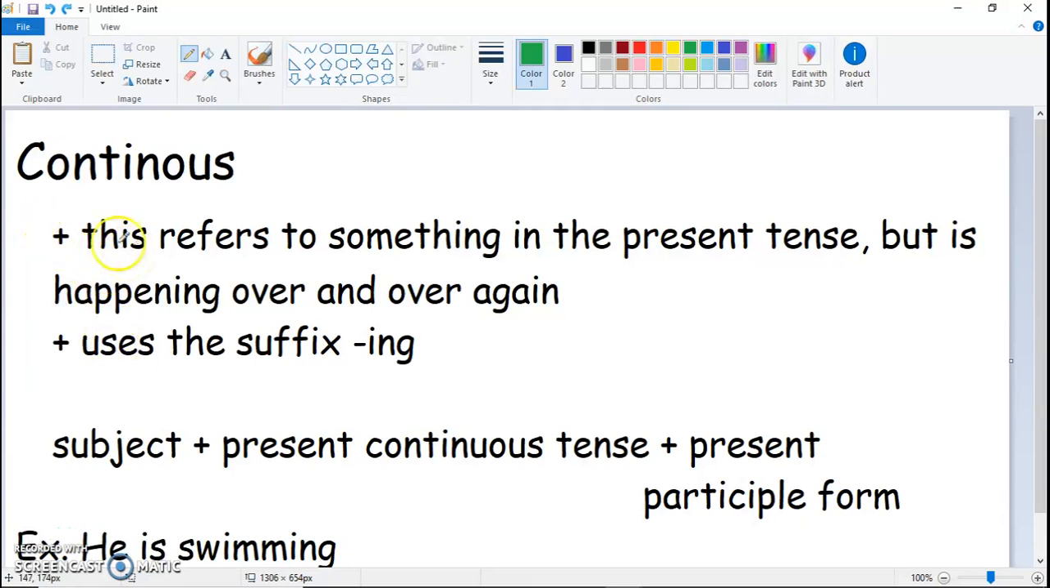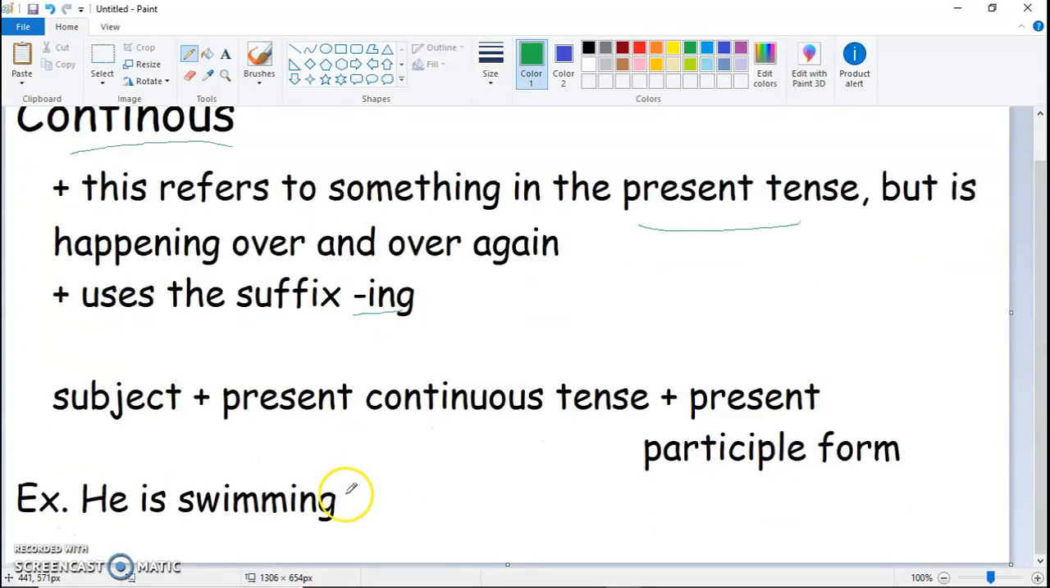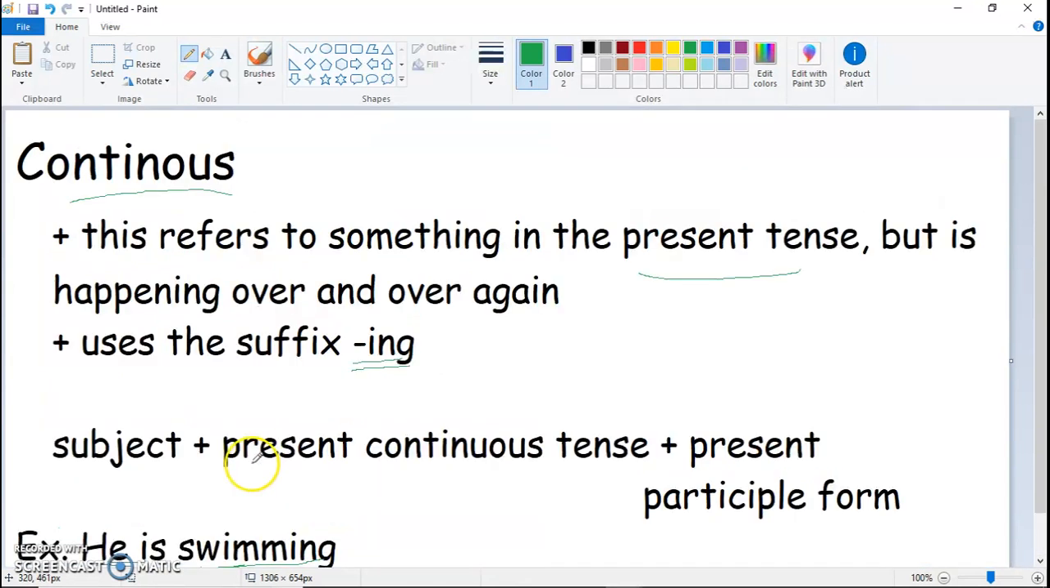Alright, so we have a couple more things to go over in order for me to make time in this video. So we'll be going over the continuous tense, which refers to something that's happened in the present tense, but isn't going to occur or happen over and over again. And for this, we need to add the suffix ing to a verb. So we will have our verb swim, which we'll add the suffix ing to, which will be swimming. And what this does is put the verb in the present participle form. And when we add a subject and another verb in the present continuous tense, we get he is swimming, which puts the sentence in continuous tense.